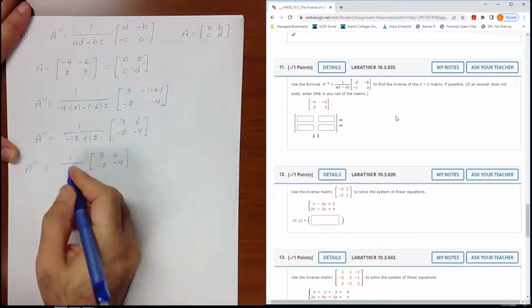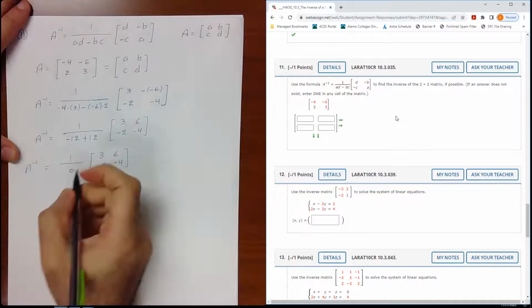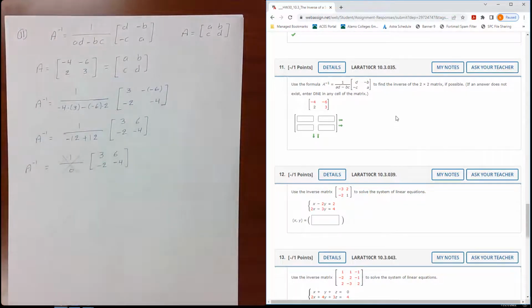1 divided by 0 is undefined, because you can't divide any number by 0. So this is undefined. That means in this case, there is no inverse for this matrix. So we're going to type does not exist.